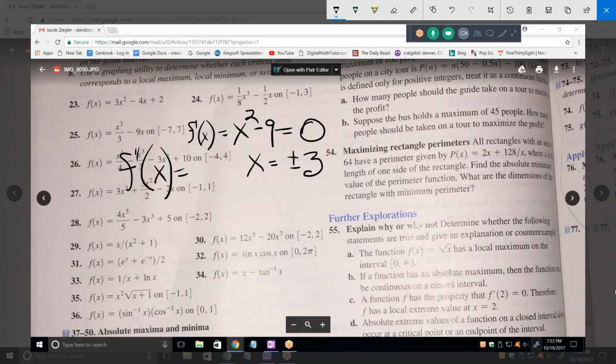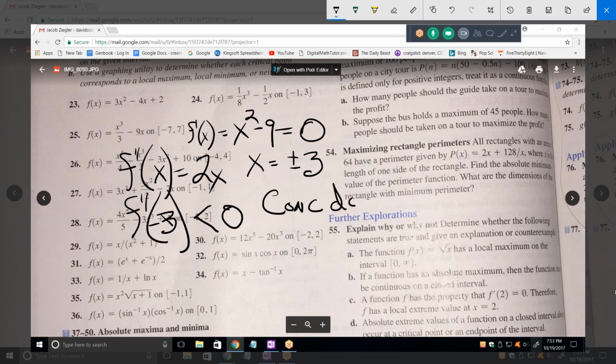So second derivative would be 2x. Is the second derivative positive or negative at minus 3? Plug in minus 3 into the f double prime. Oh, no, it'd be negative. Sorry. So that's negative, which means concave down, which means it's a maximum, a relative maximum.